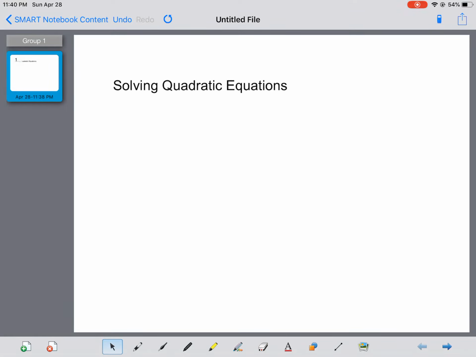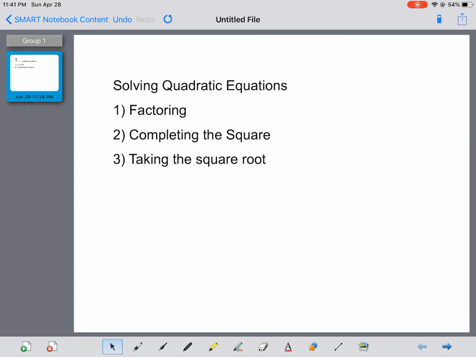Solving quadratic equations. We've already learned a couple of ways to solve a quadratic equation. We learned about using factoring. After factoring, we learned about completing the square. And today, we're going to learn another method, taking the square root.